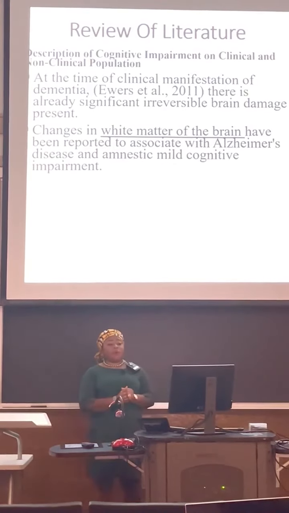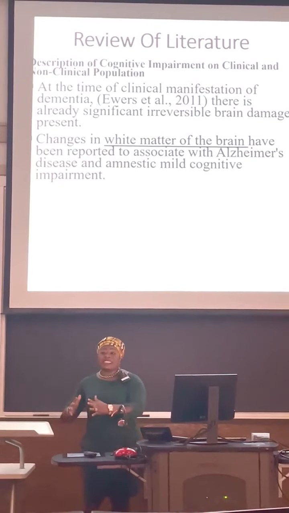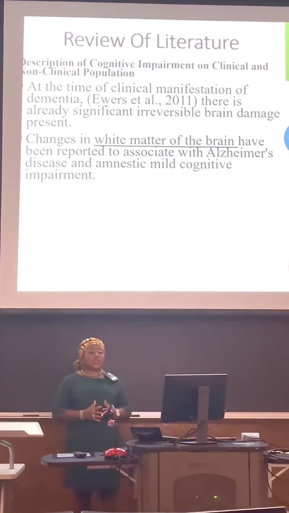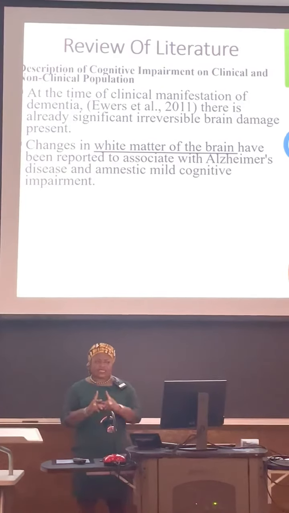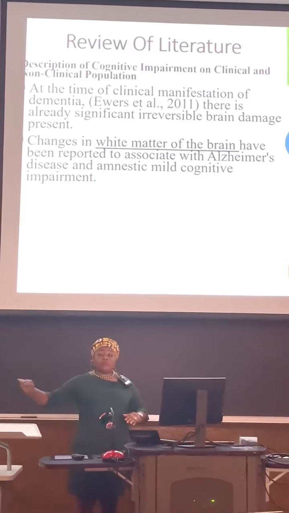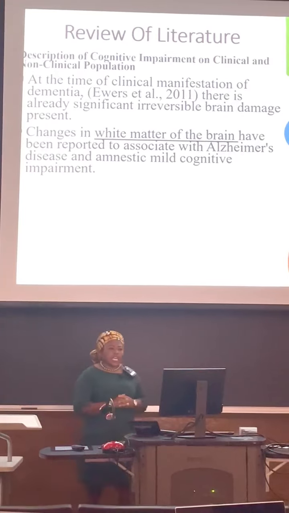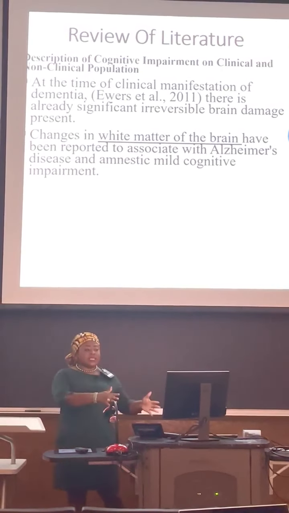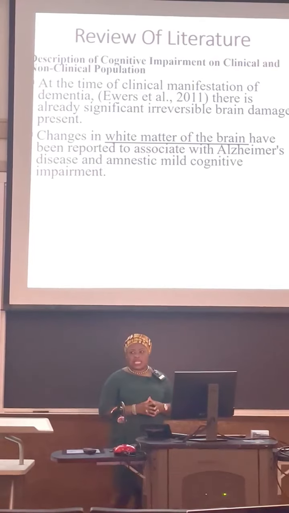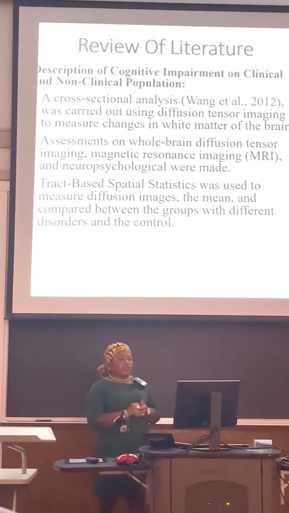So, description of cognitive impairment in clinical and non-clinical populations. At the time of clinical manifestation, even at the time of doctors analyzing, this is actually what is going on with you. Dementia, we have Edwards et al. 2011 says there is already significant irreversible brain damage present. There is nothing we can do about the damage to the brain. It is irreversible. Now, changes in the white matter of the brain, this interests me a lot, have been reported as associated with Alzheimer's disease and amnestic mild cognitive impairment. So we can talk of affecting communication and language performance, and that is what made people have difficulty communicating with others when we talk of people dealing with dementia.